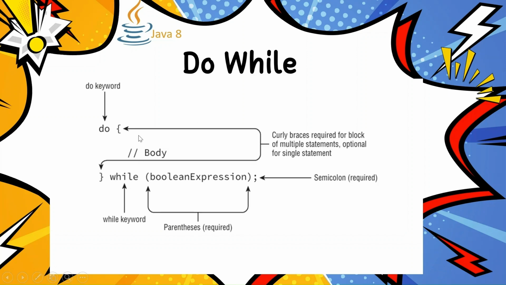Here, the code inside the do block will run first. After that, the while statement checks the condition. If the condition is true, the loop keeps repeating. If the condition is false, the loop is not going to run, it is going to stop.